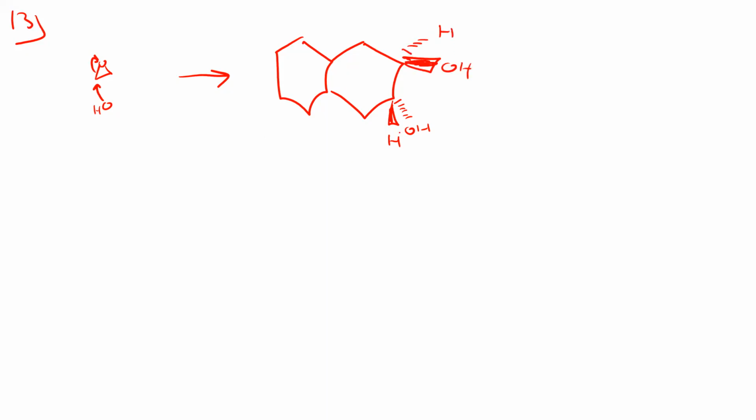And you're going to get the other enantiomer too. You don't have to draw it. Or you'll get the other enantiomer if we attack this way. Then this will be on the bottom. Now this will be at the top. So that should work for question 13.